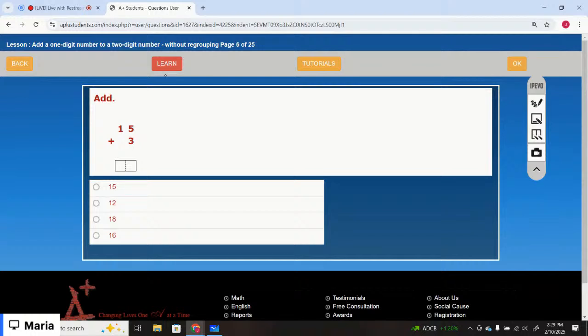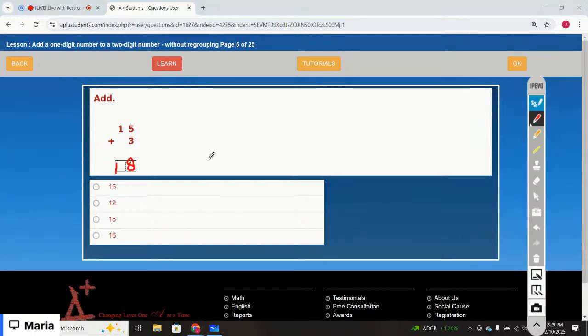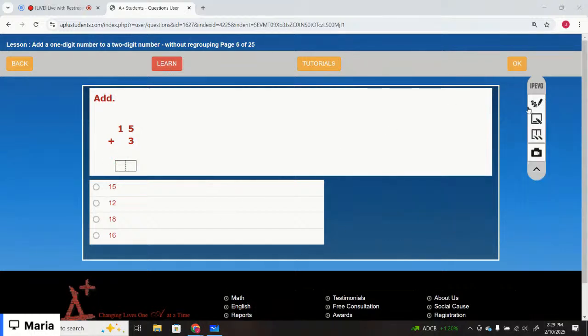15 plus 3, which is the correct option? Start adding the ones. So 5 plus 3 makes, that's again the same, 18. 15 plus 3 is 18. The correct option is option number 3. 18 it is.